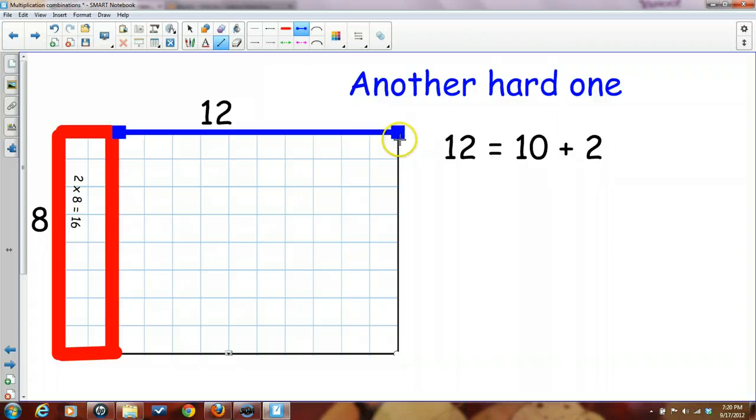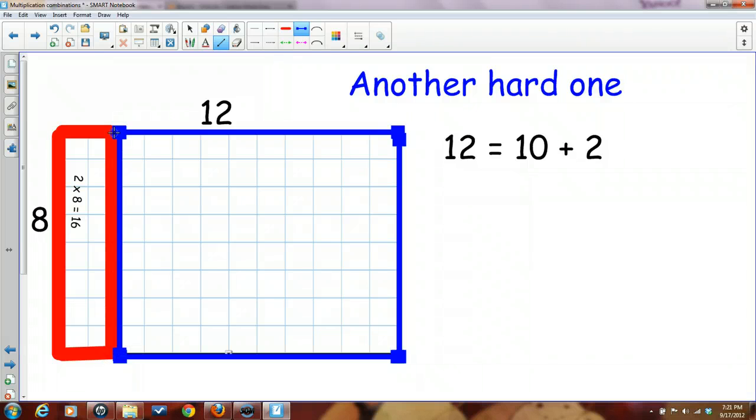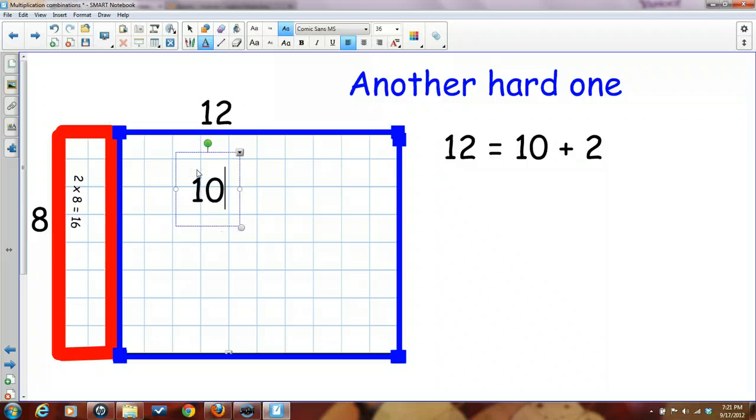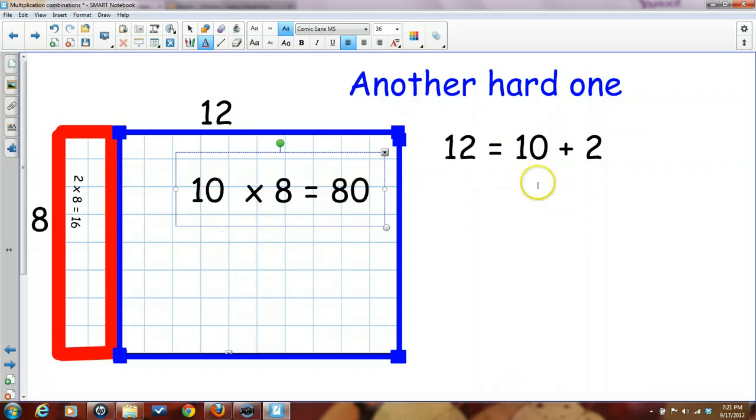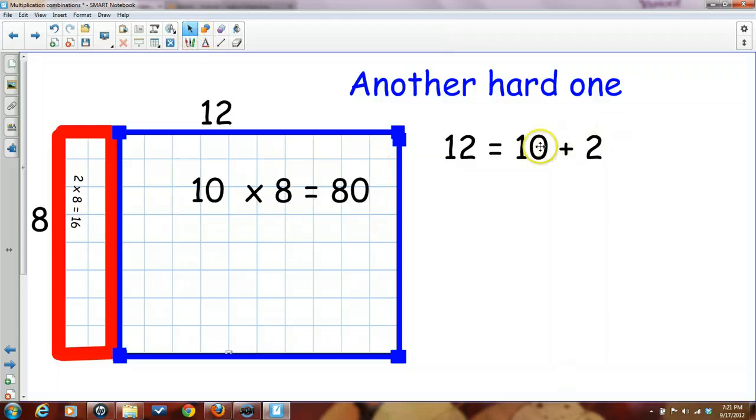This is gonna be 10 times 8 because I already have the 2. So in this box, I've got 10 times 8, because remember, I still have 8 going down the side here, but now instead of 12, I have 10. So I know my 10 times tables. 10 times 8 equals 80. So now, what do you do? Well, I'm going to add them up.